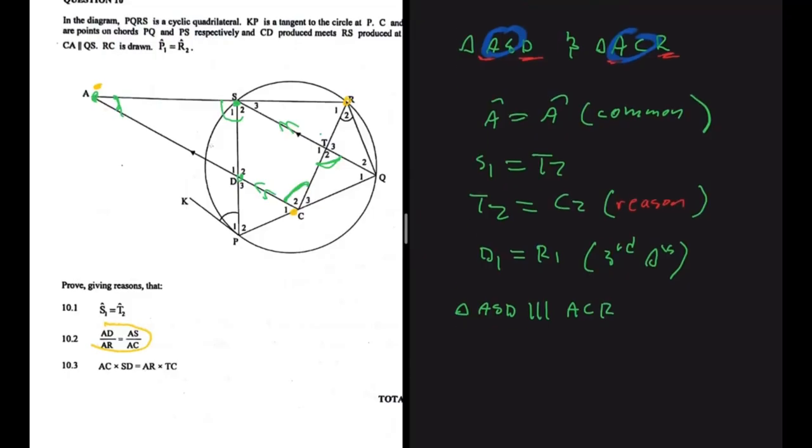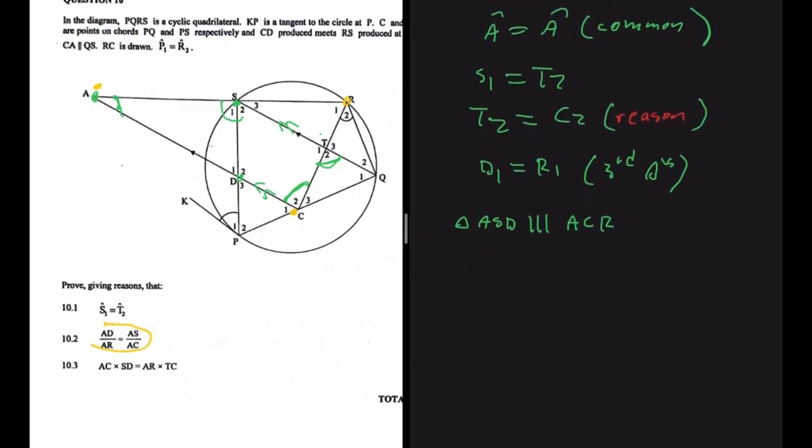So what are we saying now? Now we're saying that AD divided by AR can be equal to AS divided by AC if and only if triangle ASD is similar to triangle ACR, and that's how we do 10.2.